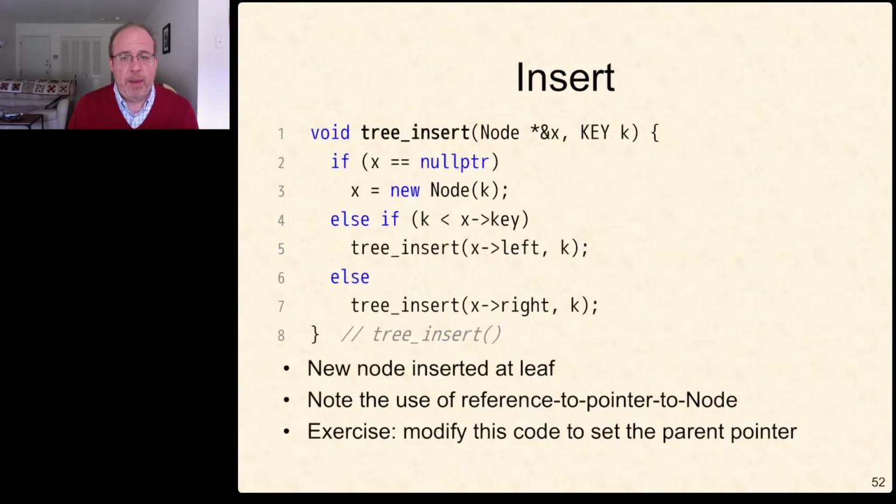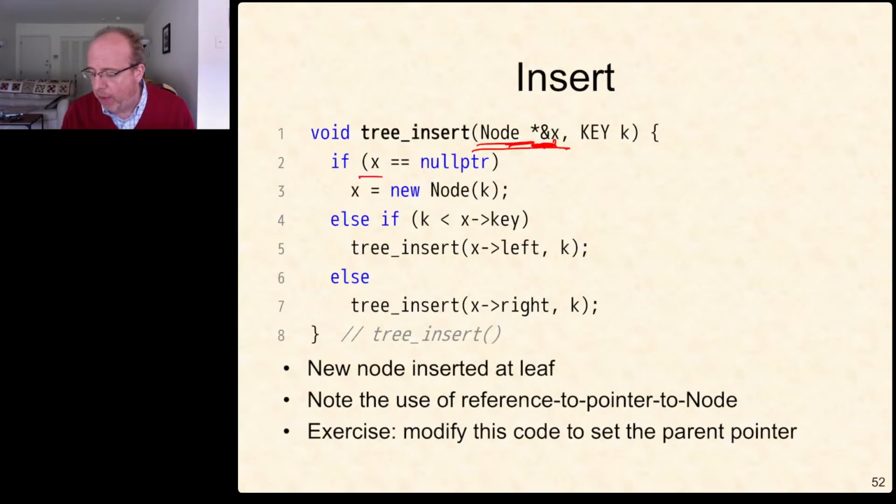Here's the code that does that. So we're going to insert, and one of the things I want you to pay particular attention to is that we're passing a pointer to a node by reference. Whenever you see a complicated type signature, I tend to read them inside out. So X is a reference to a pointer to a node, which means that if we change the value of X, we will change the value of the pointer that was passed to us, not just a local copy, because it's being passed by reference, not by value.